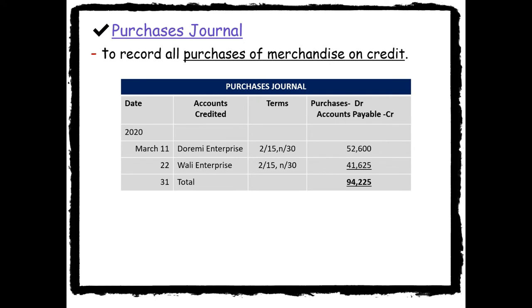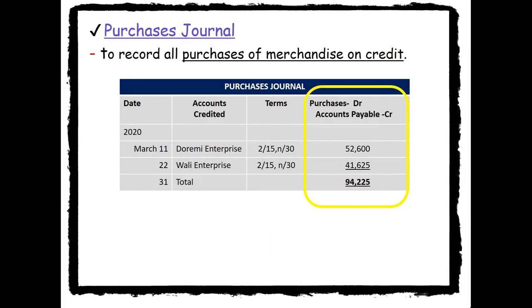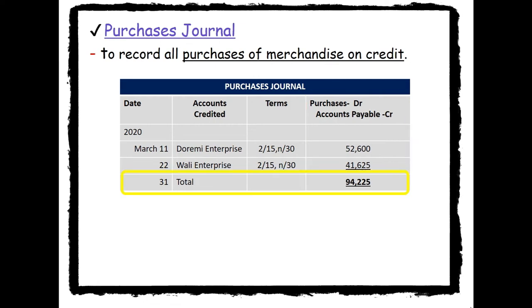Similar to sales journal, we record date of transaction in the first column. Then, we would write the name of creditors in the second column, which is account credited column. Similar to sales journal, for the third column, we record the given credit terms to our creditors. The last column is to record the corresponding amount of the transaction. And lastly, we would sum up the amount of transactions at the end of the month.